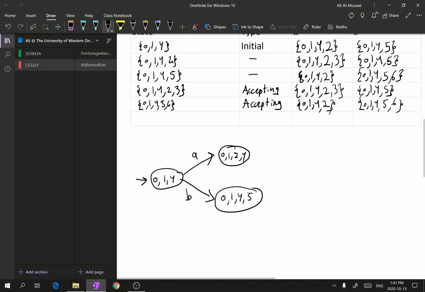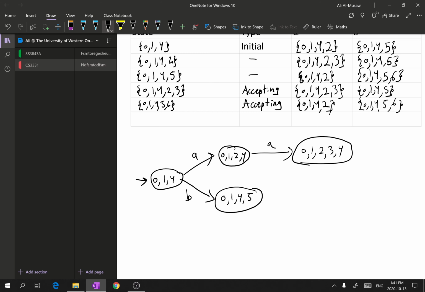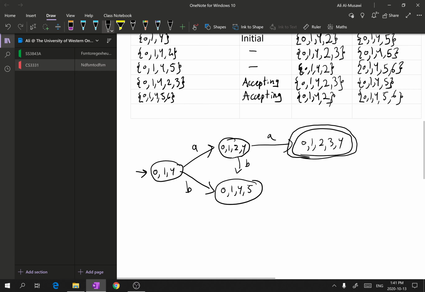Okay, next, from 0, 1, 2, 4, I can go on A to 0, 1, 4, 2, 3, which I'm going to write in numeric order again: 0, 1, 2, 3, 4. Now, this is the final state because it includes the 3. Okay, now from 0, 1, 2, 4 on B, I go to 0, 1, 4, 5, which is the one below this. Okay, so we get that on B. And this completes this second row.